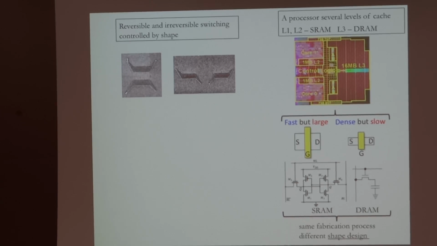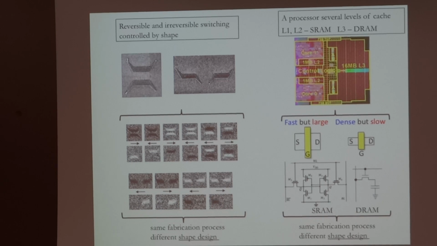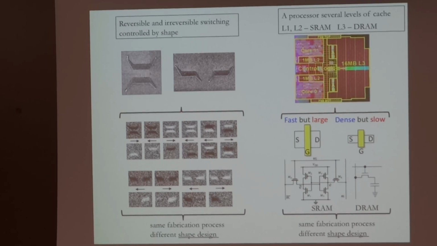Okay, and this is what I think we have here. We have an example of the same concept applied to magnetism, where you can make different magnetic memories on the same chip, just by changing the design. Okay, not by changing the material, not by changing the process, just the design.